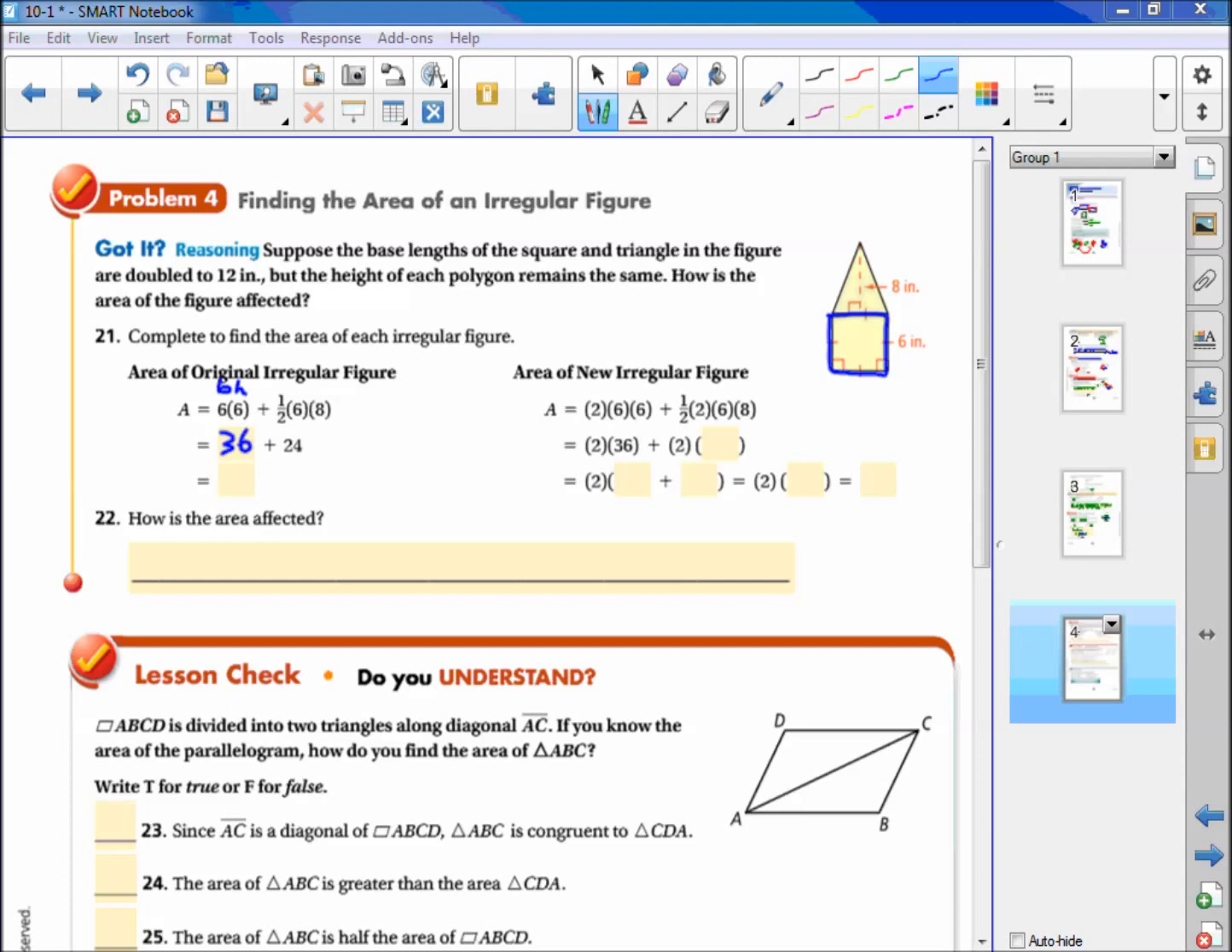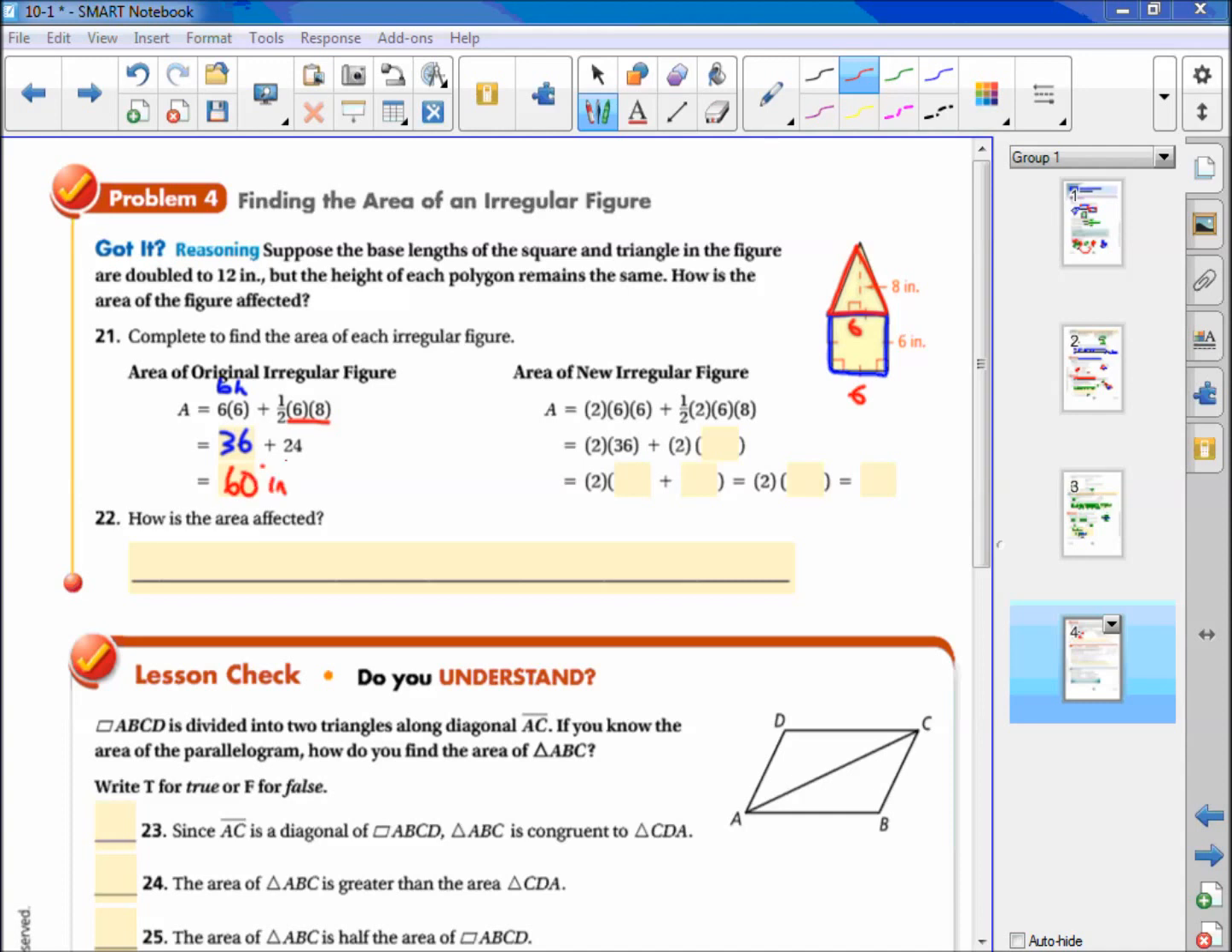And then it's combined with a triangle that has a base of 6. 6 is still right here, and a height of 8. So that's where the 6 times 8 times 1/2 comes from. So if you combine that, you get 24, and then you add them together, and this area is 60 inches squared.